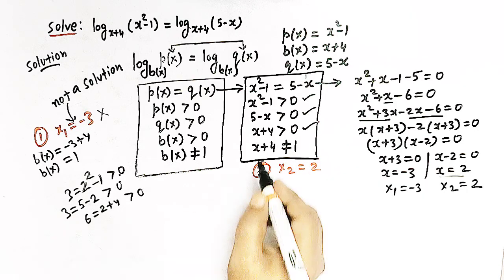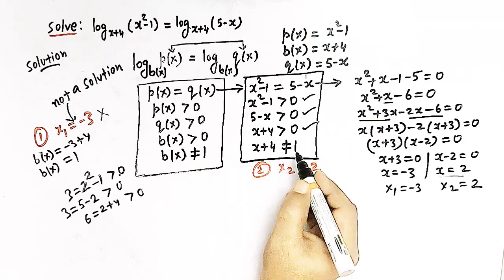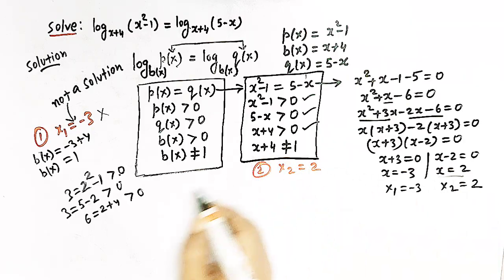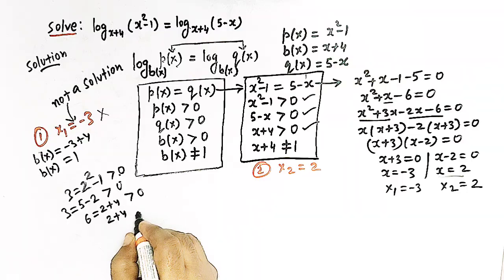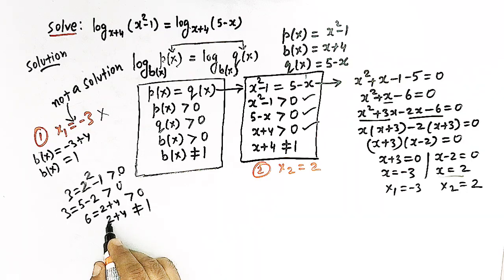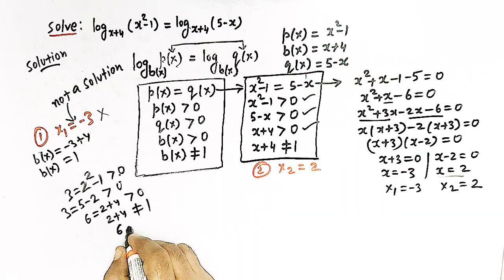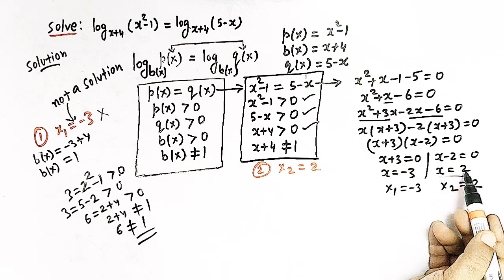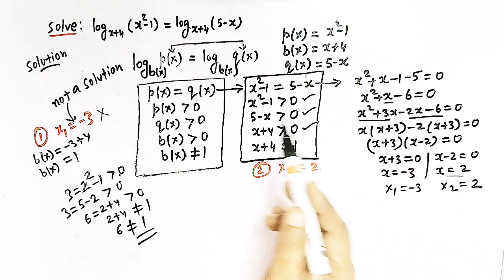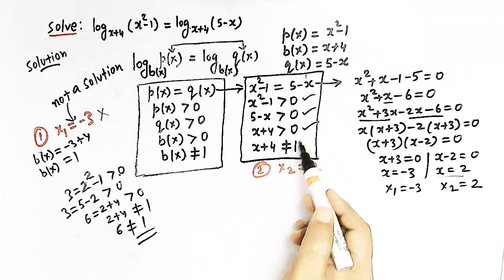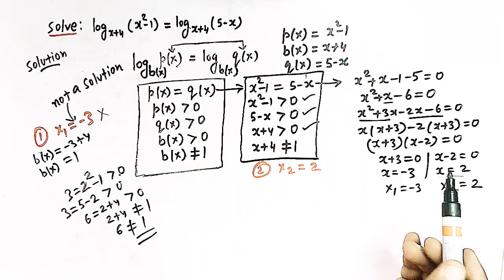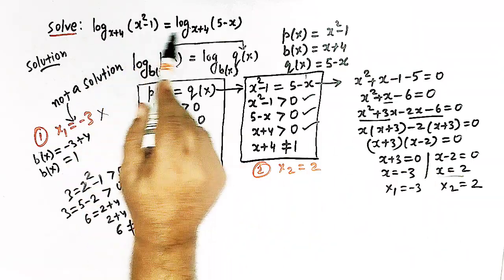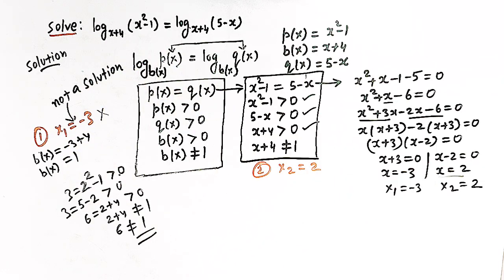And here we have x plus 4 is not equal to 1, so when we take x is equal to 2, we have 2 plus 4 is not equal to 1, and 2 plus 4 is 6, and 6 is obviously not equal to 1. So x is equal to 2 satisfies all the conditions here, so we can take x is equal to 2 as a solution of this logarithmic equation.